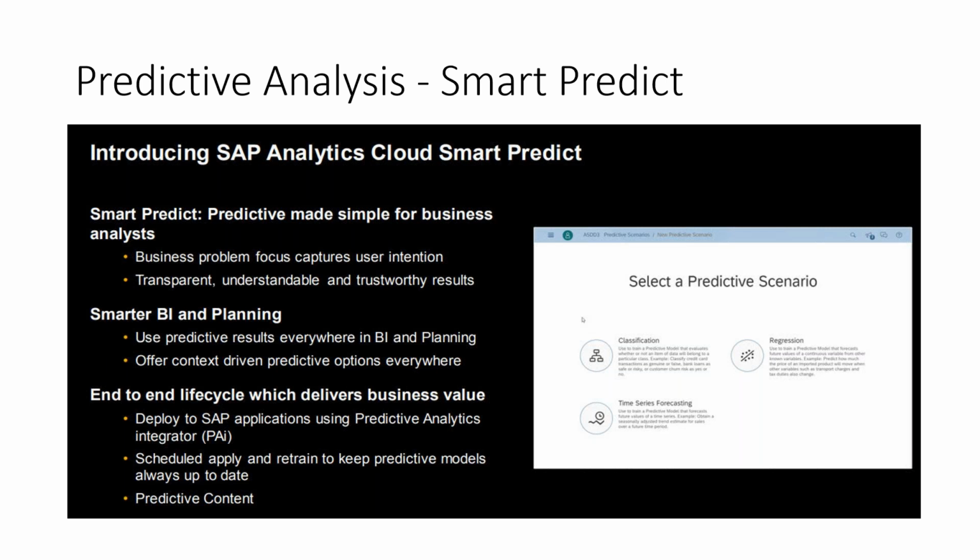We can do all three types of predictive analytics: classification predictions, regression predictive analytics, and time series. These are the three types of predictions we can do as part of SAC. Classification is where your answer is yes or no, meaning whether this customer will buy our product or not. That is the concept of a classification predictive scenario.